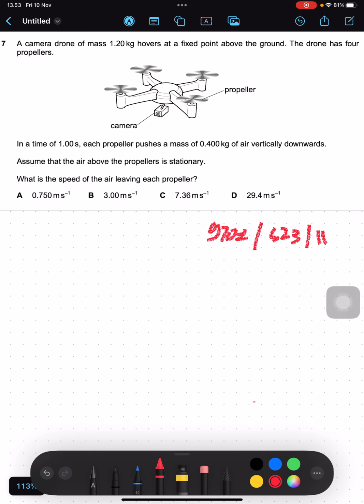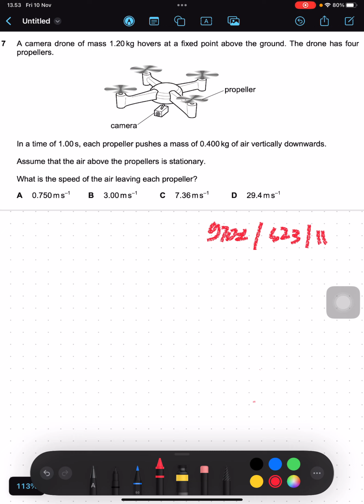The drone has 4 propellers. In time 1 second, each propeller pulls a mass of 0.40 kilogram of air vertically downward. Assume that air above the propeller is stationary. What is the speed of air leaving each propeller?